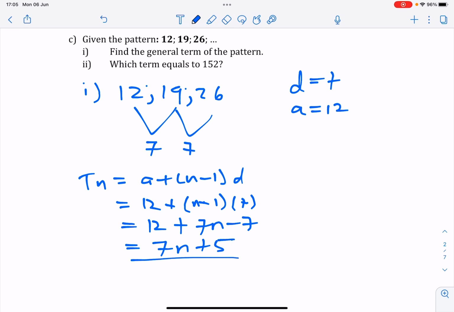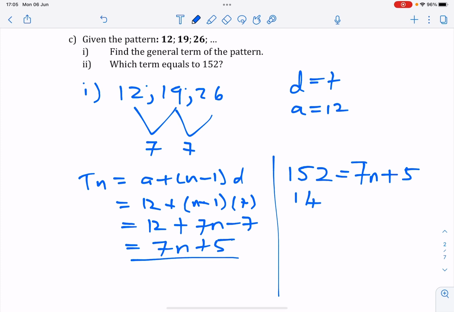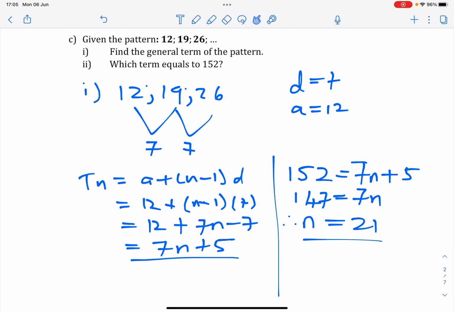Our next question is, which term equals 152? See, this is which term equals, so we're solving for an n value. So 152 is equal to 7n plus 5. We take the 5 over, so we're left with 147 is equal to 7n. Divide both sides by 7 to isolate n. n is equal to 21. That's the question done.